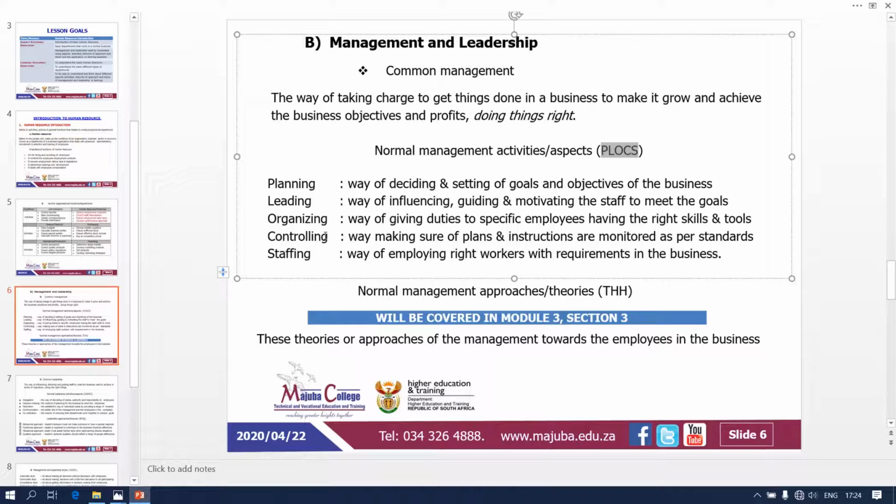Controlling: you must make sure that plans and those employment instructions that we talked about, the laws and legislations, you need to control those ones. You need to monitor according to the standard. Is that particular individual doing the job or not? Let's move on. Staffing: this is the way of getting the right workers with the right requirements. Don't fake your grade 12 and come here and say you got a grade 12. We'll catch you. That is staffing. So those are your management activities.